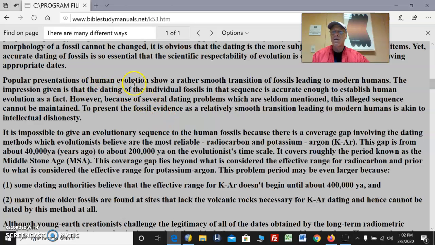Popular presentations of human evolution show a rather smooth transition of fossils leading to modern humans. Popular, but not true. The impression given us is that the dating of the individual fossils in that sequence is accurate enough to establish human evolution as a fact. However, because of several dating problems which are seldom mentioned, this alleged source cannot be maintained. To present the fossil evidence as a relatively smooth transition leading to modern humans is akin to intellectual dishonesty.